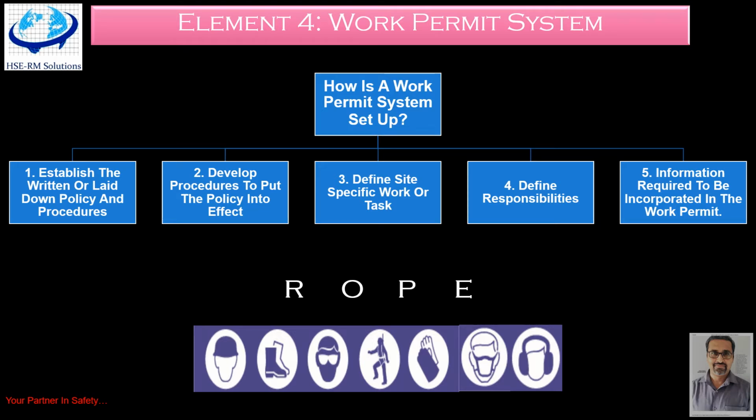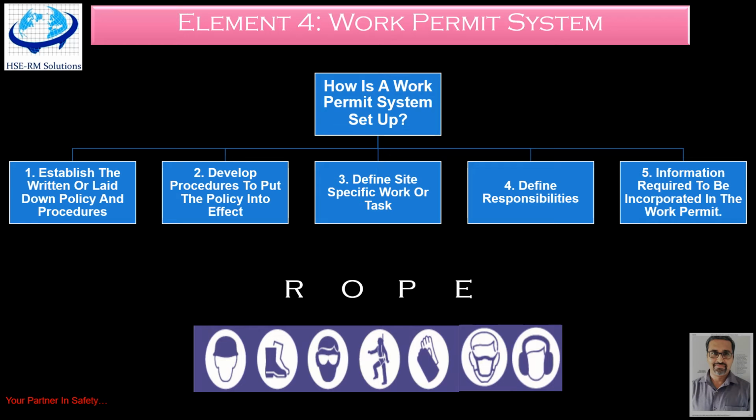What do we define on site? These are the things that are going to happen on site. These are the tasks that are to be performed. Then we define the responsibilities. Once the tasks are defined, these are the responsibilities of these individuals, or whoever is going to execute that task. Then finally, coming to the information required to incorporate in a work permit. So what all is the information?